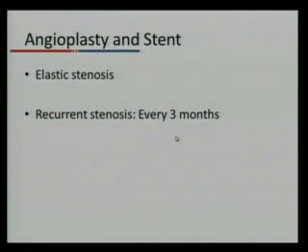So angioplasty and stent. As I told you, a patient keeps coming back, so you may consider placing a stent with the hope that the restenosis will be delayed. On the other hand, you may have an elastic stenosis. You open the balloon, you collapse it, and the stenosis just comes right back. The wall is very elastic, and you see more of this in the central veins, much more than in the peripheral veins.